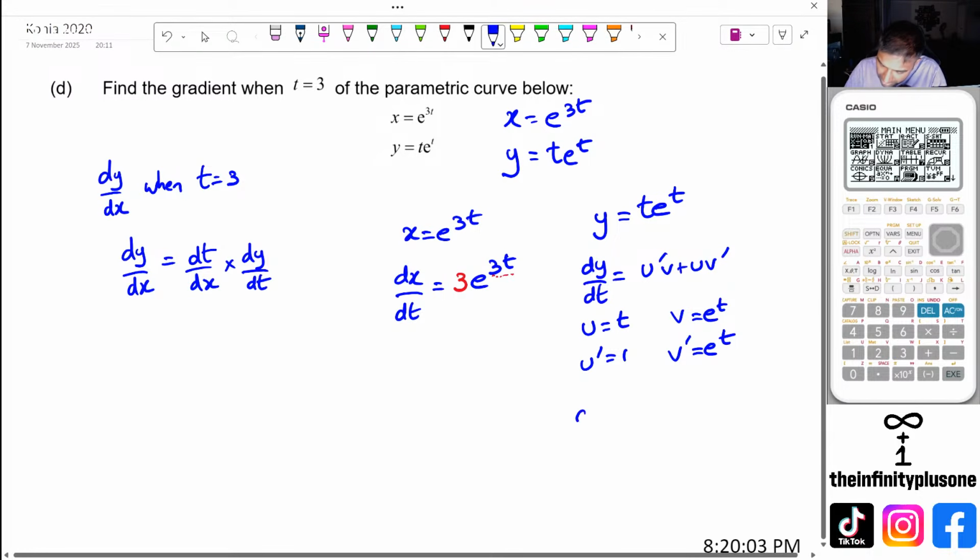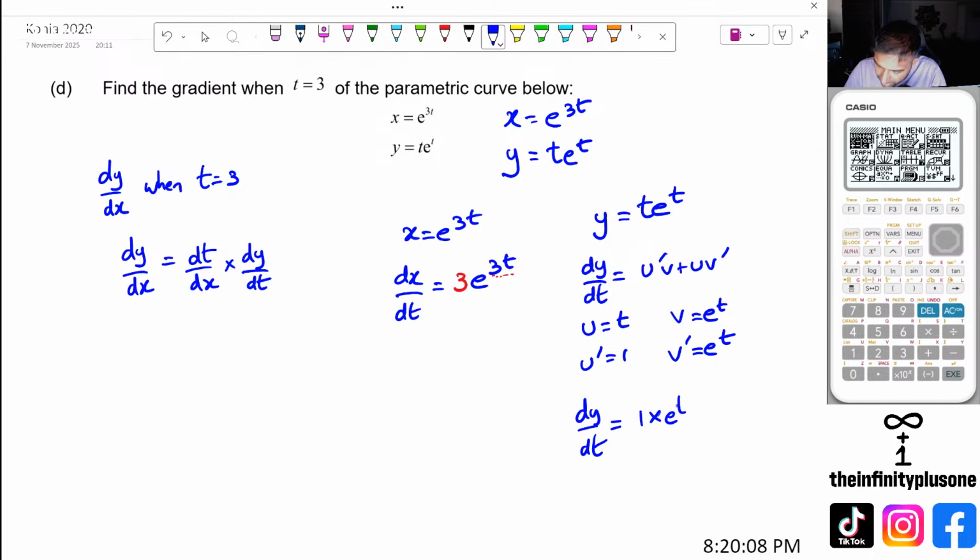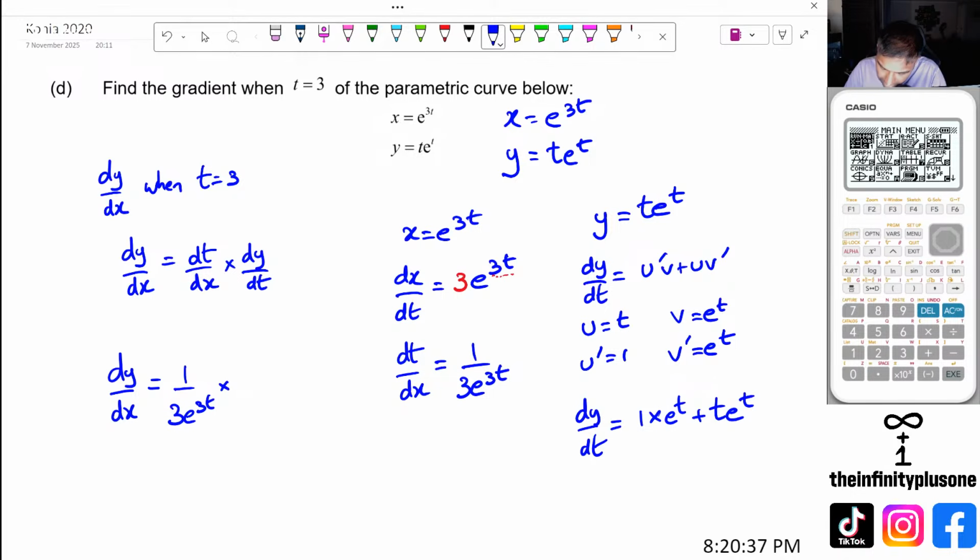All right. So then dy/dt is equal to u', which is just 1, times e to the power of t, plus u, which happens to be t, times e to the power of t. Now all you have to do is put together dy/dx. We've got dt/dx, so we need to rewrite this as dt/dx, which equals 1 over 3e to the power of 3t, multiplied by dy/dt, which is e to the power of t plus t e to the power of t.